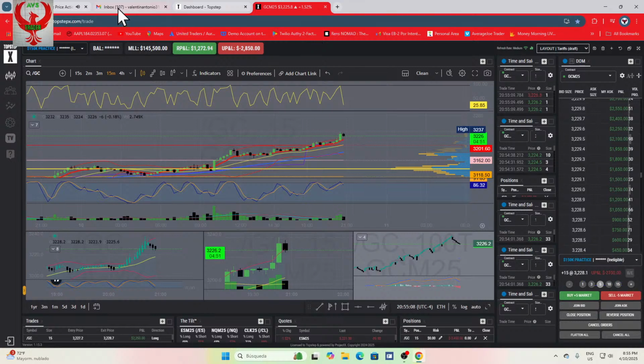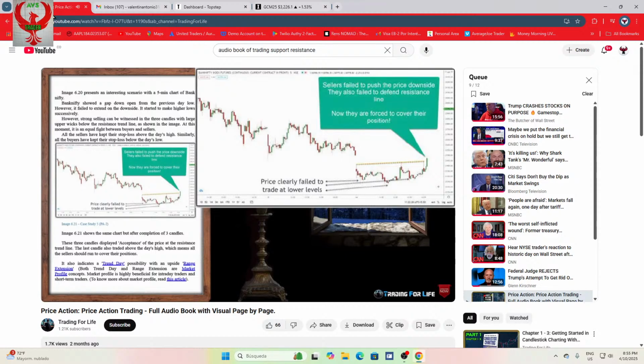Image 6.21 shows the same chart, but after completion of 3 candles. These 3 candles displayed acceptance of the price at the resistance trend line. The last candle also traded above the day's high, which means all the sellers should run to cover their positions. It also indicates a trend day possibility with an upside range extension.